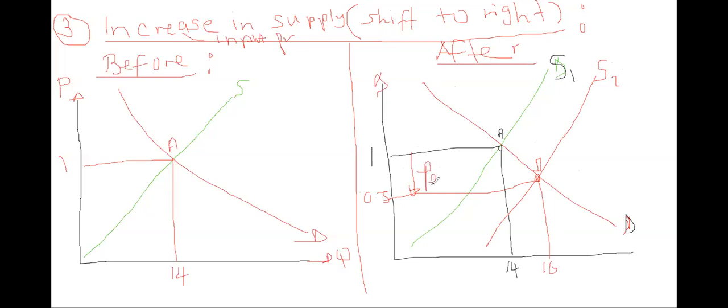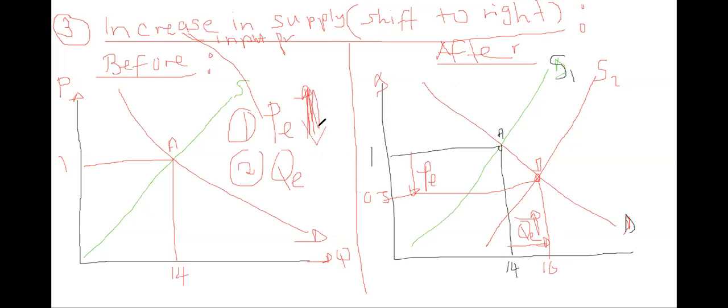Exactly. The equilibrium price goes down, but the equilibrium quantity increases. This is the equilibrium quantity, so it increases. So the impact is that equilibrium price will decrease when there's an increase in supply. Our equilibrium quantity, we represent it as QE, will increase. So this is the impact. This is what you need to know when there is a change in supply: what happens to the equilibrium price as well as the equilibrium quantity.